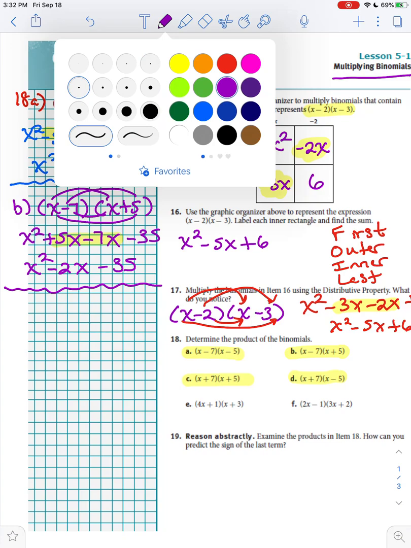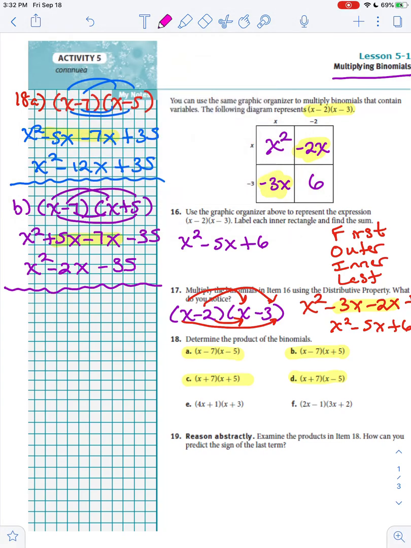Okay, so in part C, everybody's positive. So what do you think that's going to mean for our products? Well, let's see. We have x plus 7 times x plus 5. And we go first times the first. It gives us x squared. And now our outers and inners. They're both positive. Everything looks clean.